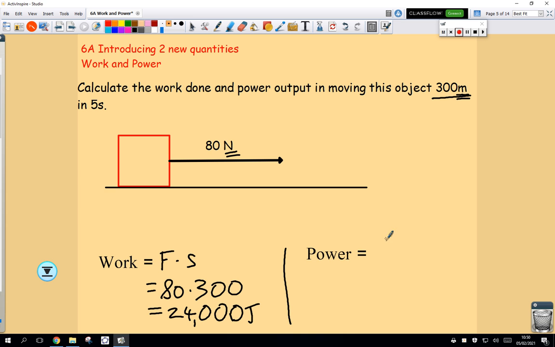Power is defined as the work done divided by the time taken. So we're going to say the power is going to be 24,000 divided by 5. Notice my units here are joules. My units here are seconds. 5 into 24 is 4, and 5 into 40 is 8, so that's 4,800. And my units here would be watts. 4,800 watts.